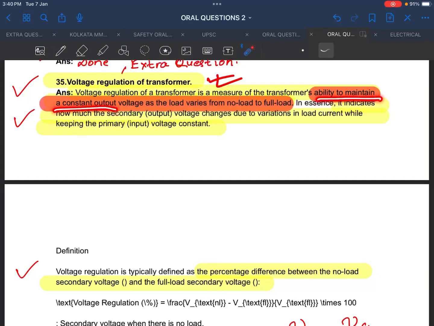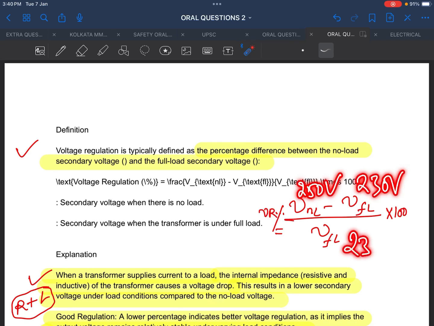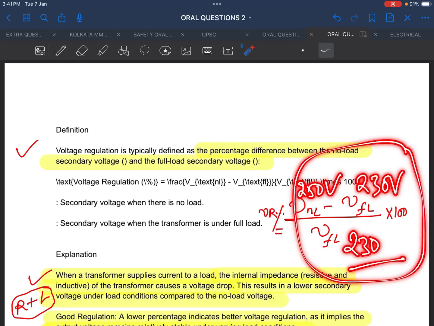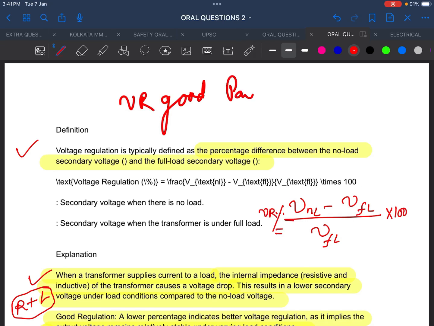So it is the ability to maintain a constant output voltage as the load varies from no load to full load. So there is the no load voltage and the full load voltage. Let's suppose the no load voltage is 250 volts and the full load voltage is 230 volts. You just do this mathematical calculation, and after that you will get the voltage regulation. If voltage regulation is good, then the power factor is also good and the efficiency of the transformer is also good. It means the maximum load can be drawn by the transformer. So these are very important.